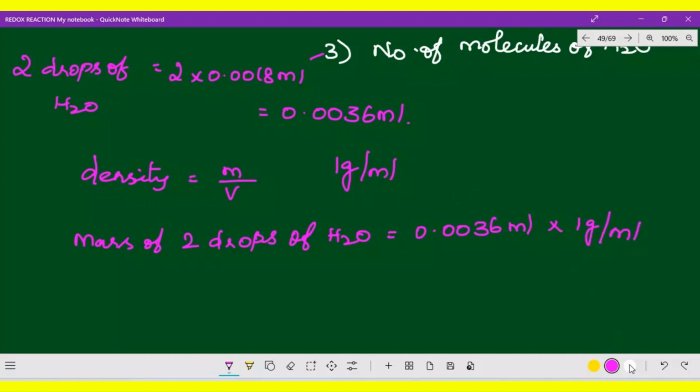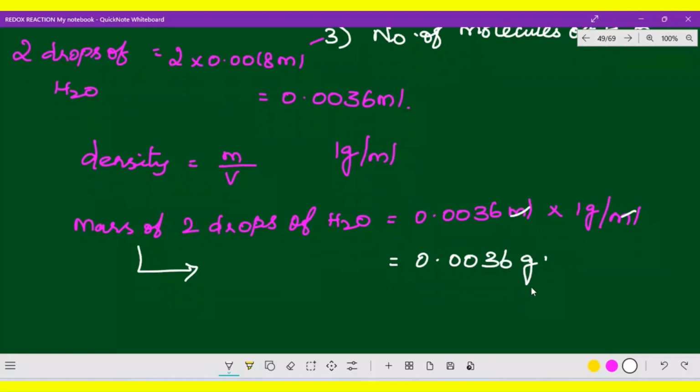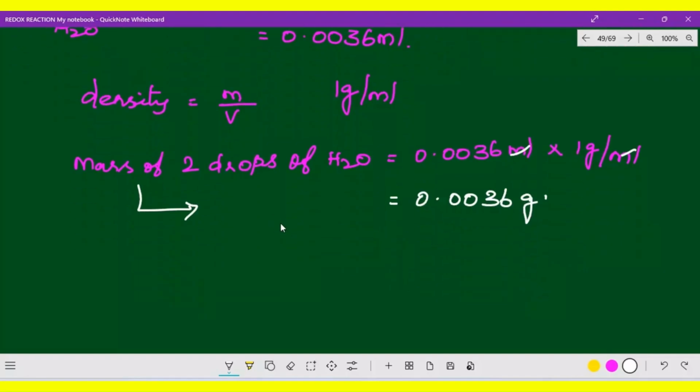So this ml and this ml will be cancelled. That means 0.0036 into 1 gram, so 0.0036 gram, because mass is in grams, the remaining unit is gram. So the mass of 2 drops of water we found: this is 0.0036 gram. Yes, fine.